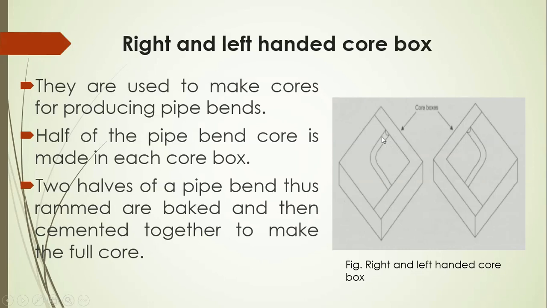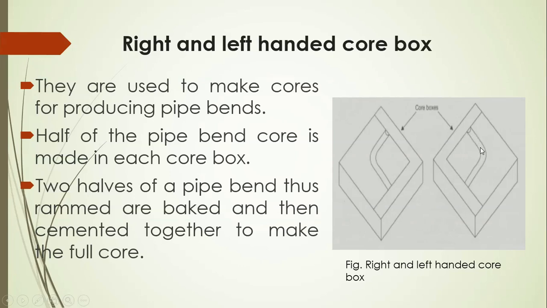They are baked together, they are pasted together to form a complete core. And in the mold cavity of that L bend shape, we have to place that core to produce the L bend pipe. Two halves of pipe bend thus rammed are baked and they are cemented together to make a full core or complete core. Half portion of the core is made by using this type of core cavity.